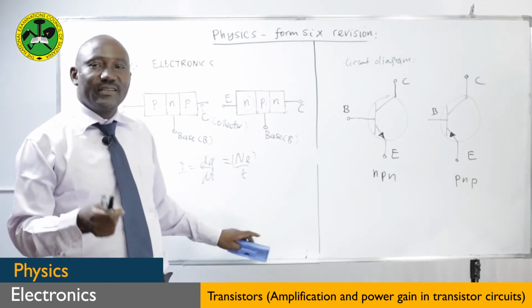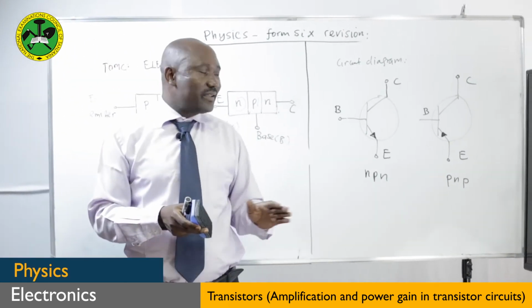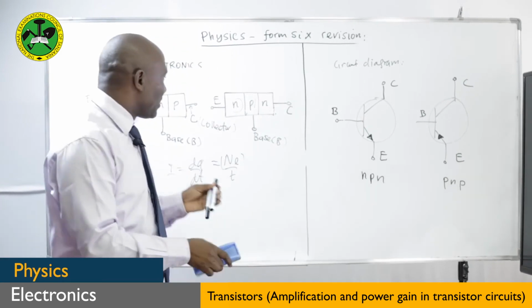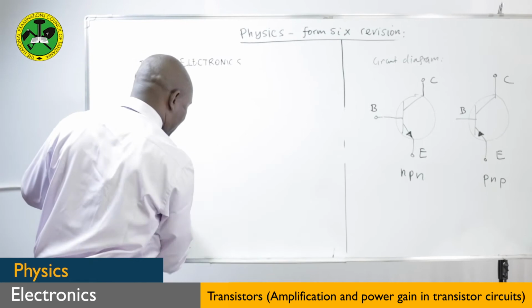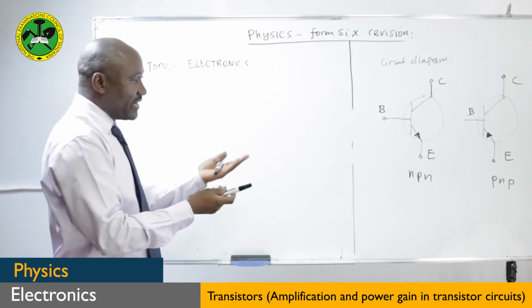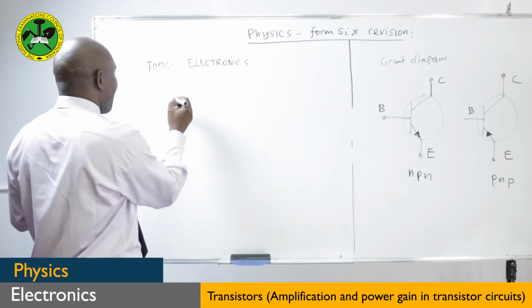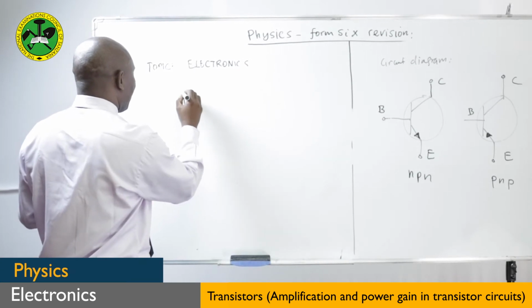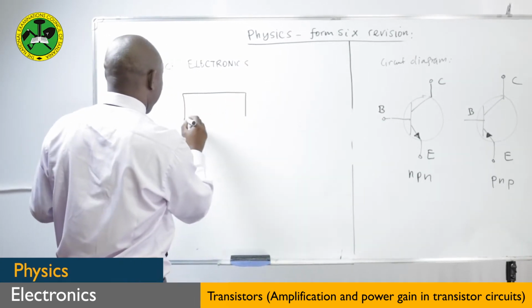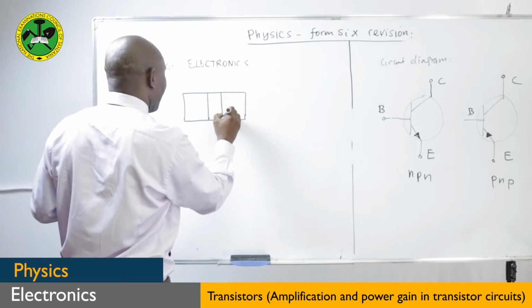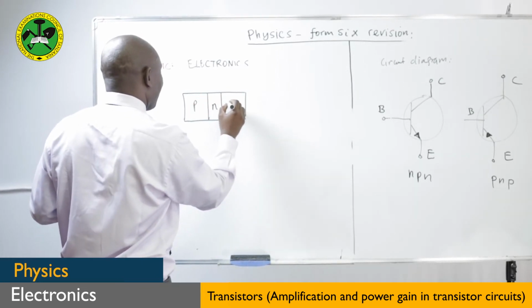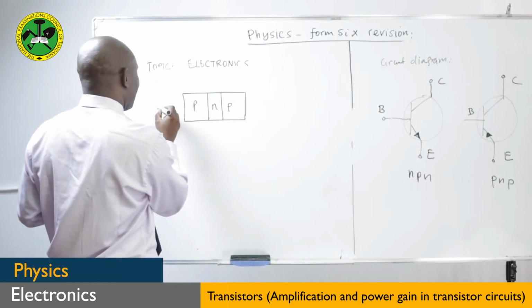Let's see now, how does the transistor work? Either the NPN or PNP transistor. How does a transistor work? For the operation of a transistor, let's choose PNP. I'm using the diagram here. This is the diagram, and we said here the base should be very thin.